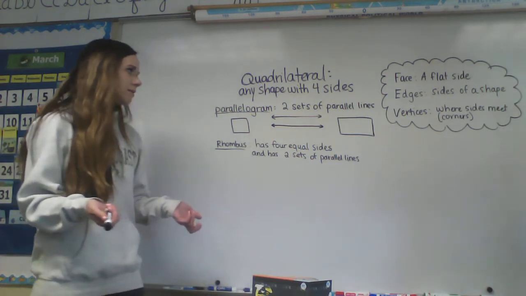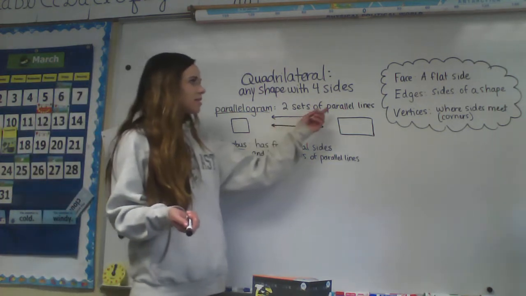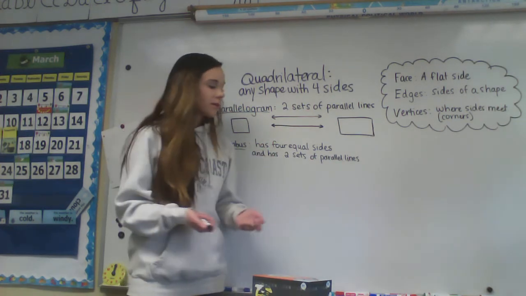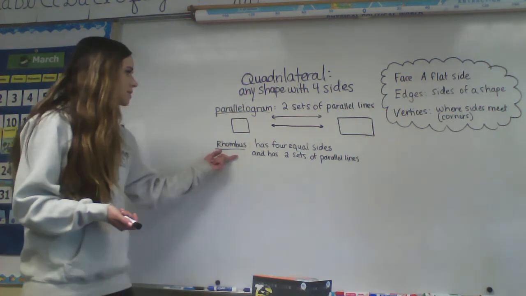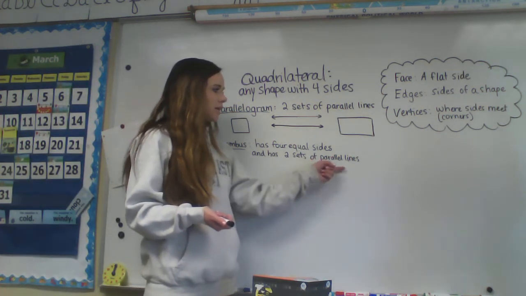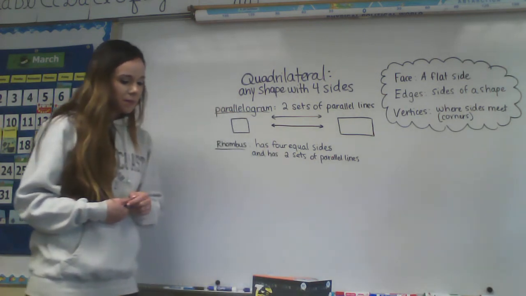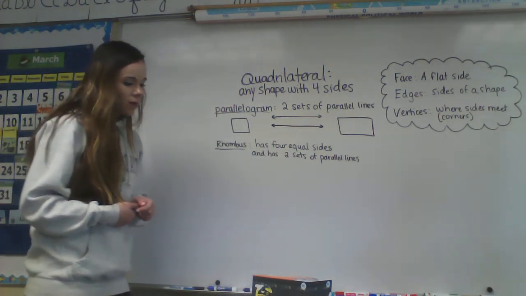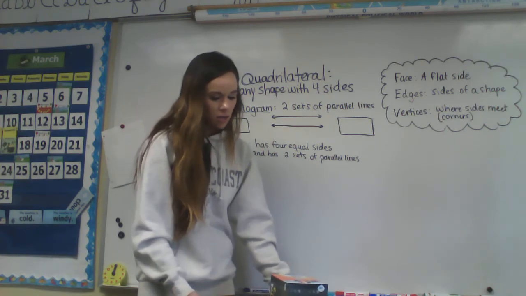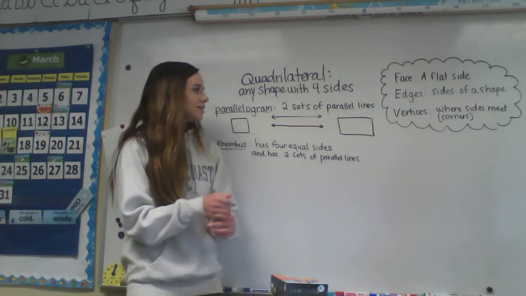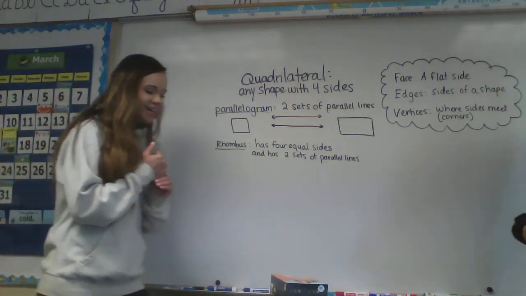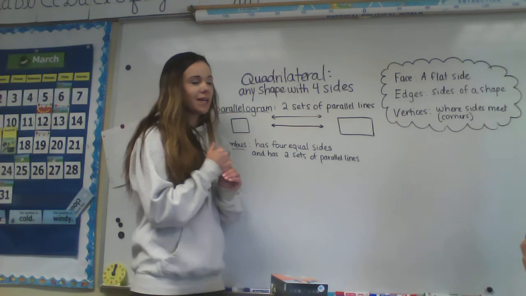So a parallelogram is anything that has two sets of parallel lines. So a square and a rectangle would be a parallelogram. But a rhombus has four equal sides and has two sets of parallel lines. So if you were to look at page 151, what would you think is a rhombus? And so I'm going to have Miss Cummins come here and show you an example of a rhombus, and how to find that on your page.